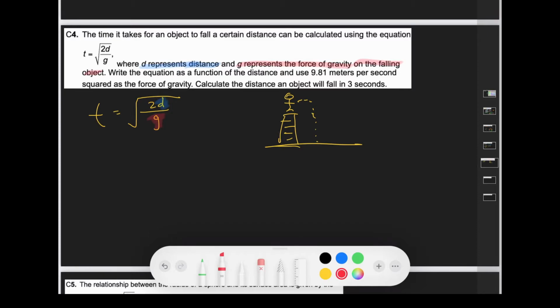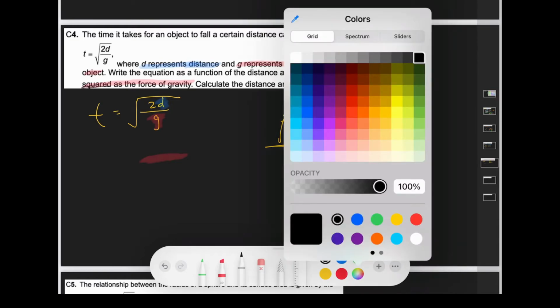So I already have that equation. And use 9.81 meters per second squared as the force of gravity. Use this one as the force of gravity. Okay, so again, don't worry about when it says meters per second squared. You don't need that. That's just like the units. So I'm just crossing it off because a lot of students will get confused with it.